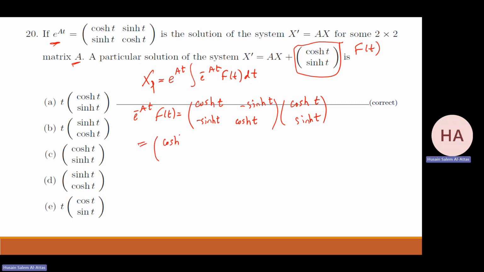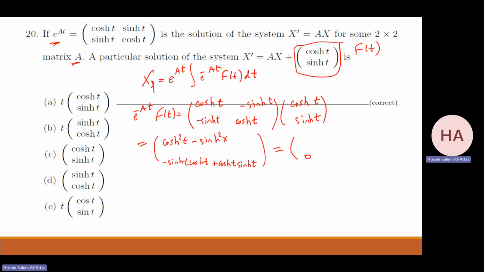That will be what? Cosine hyperbolic square minus sine hyperbolic square. Okay. Cosine hyperbolic square minus sine hyperbolic square. And the second one is minus sine hyperbolic. No, first row times this. Cosine hyperbolic minus sine hyperbolic. And the second one will be minus sine hyperbolic t cosine hyperbolic t plus cosine hyperbolic t sine hyperbolic t. This is 0. Interesting.